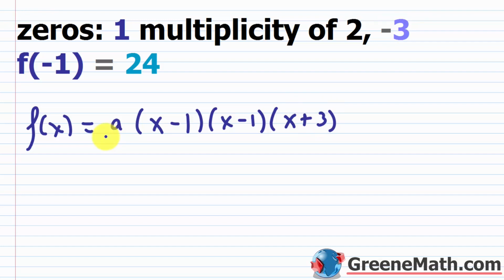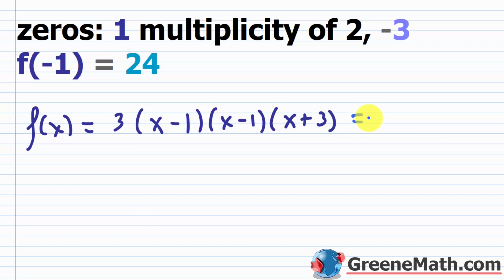And now I just need to figure out what a is. So again, if I plugged in a -1 for x, so if I had -1 minus 1, that would be -2. If I had -1 minus 1, that would be -2 again. If I had -1 plus 3, that would be 2. So I know this is positive 8. So I can go ahead and just say that I would have 8a is equal to, the result would be 24. Divide both sides by 8, and I get that a is 3. So this is 3. Okay, so we got that done pretty quickly.